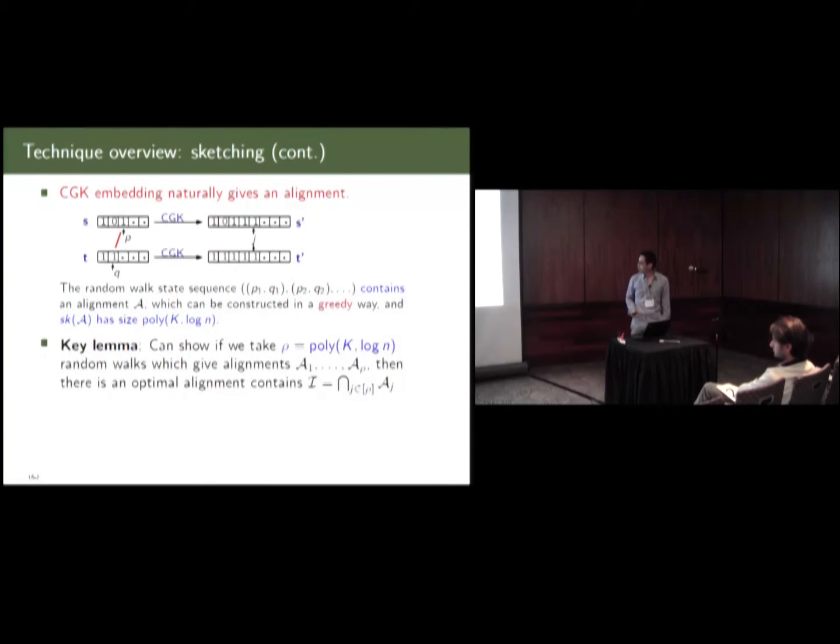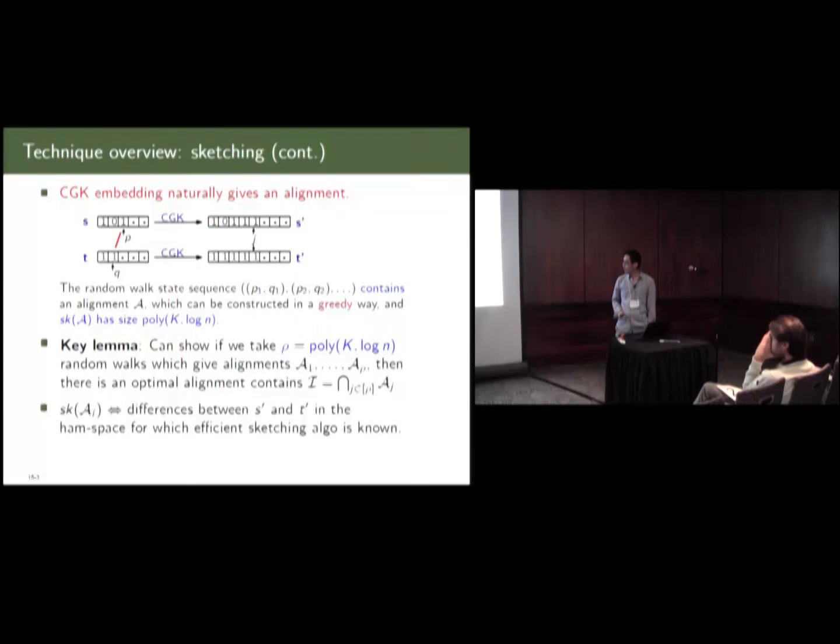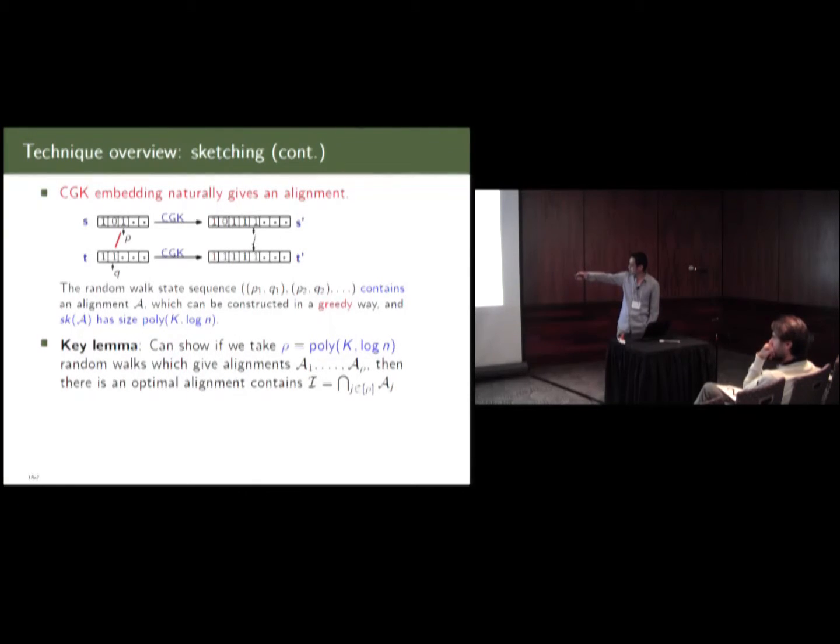Okay. So here's the key technical lemma. If we take this amount of random walks and each of them gives an alignment, then we can show that with high probability there must be an optimal alignment that contains the intersection of those alignments generated by random walks. And this gives the sketch size. The sketch size of each alignment is bounded by poly k log n, and we have this many alignments. So multiplied together, this is the final size of the sketch.